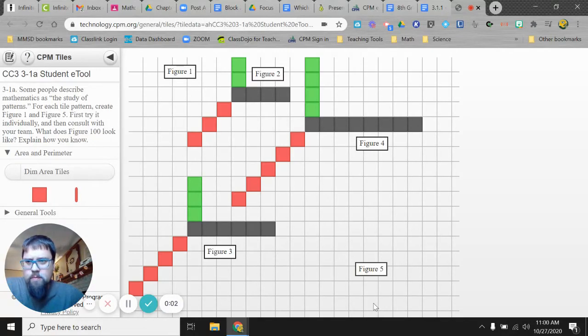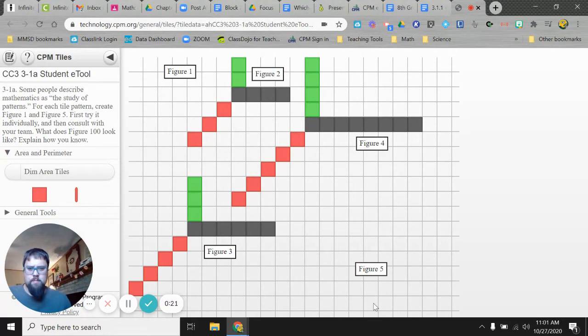This is Mr. Kane coming to you to show you a little bit about 3-1A. The problem basically is a tile pattern which you have to extend, describe, and then figure out how many tiles are in figure 100 and kind of explain what that figure might look like.